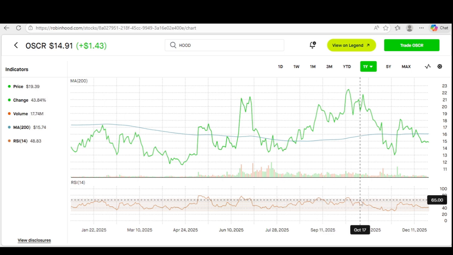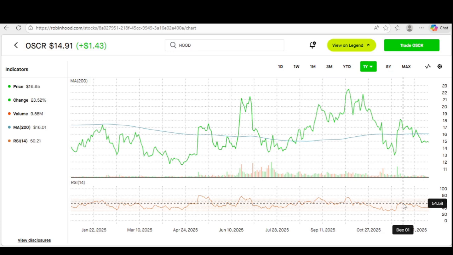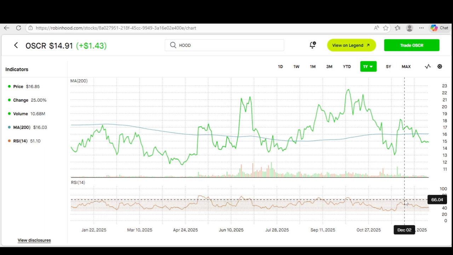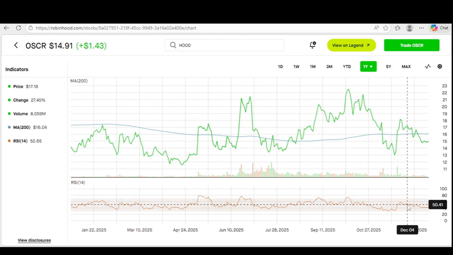Now, let's put things into perspective. If I go right here to the 50 RSI, the 50 RSI is smack right there in the middle. So any RSI that moves from the 50 RSI as it continues to go up tells us that the stock is going into overbought territory. Vice versa, if the stock moves from the RSI and it keeps going down towards the 30, it tells us the stock is going towards oversold territory.